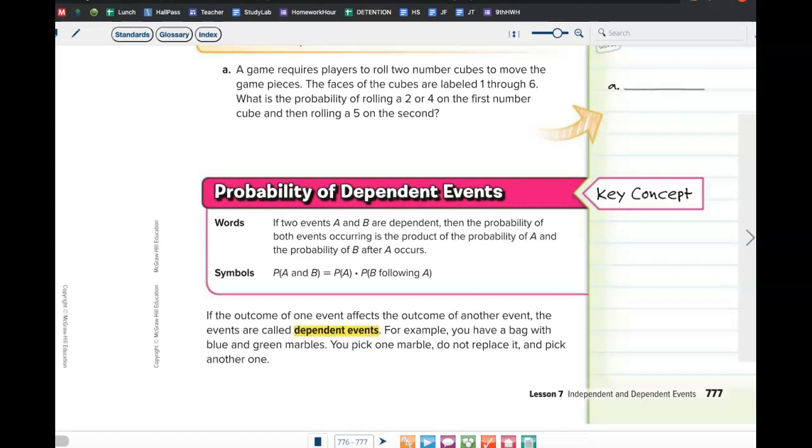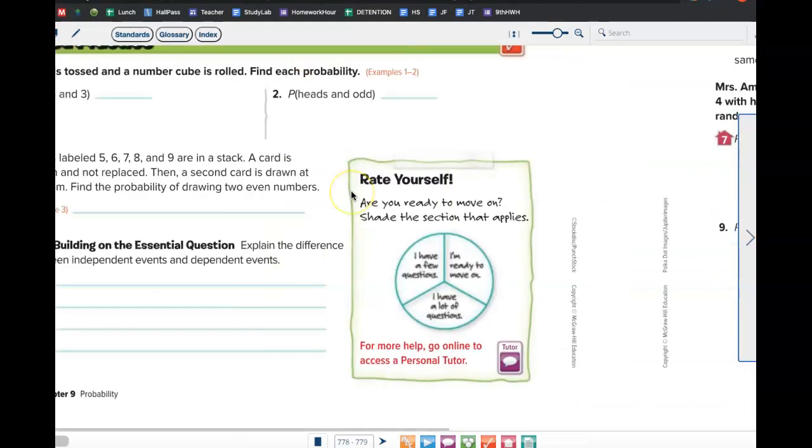So this is kind of related to the activity when we picked one counter out, we left it out, and then we picked a second one. That first probability changed the probability of our second one. Okay, so let's go ahead and turn the page and see some examples.